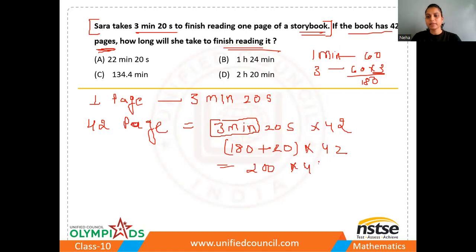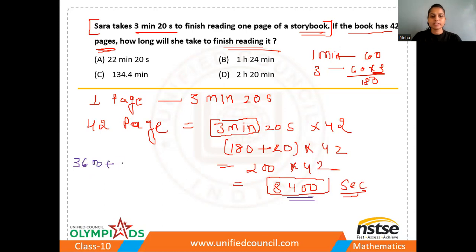So 200 multiplied by 42. Right? So I can see that this is 2 times 2 is 4 and this is 8. So this is 2 zeros. So 8,400 seconds. Right? 8,400 seconds. Now 8,400 seconds I can't see in the option. That means I have to convert it into the minute first. Okay. Alright. So 8,400, I can see that this is 3600 plus 3600 plus 1200. Right? I can write it like this.